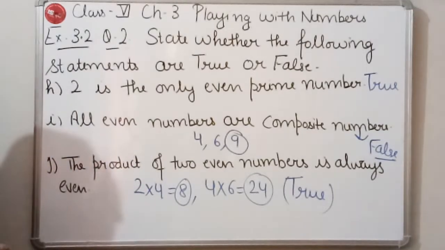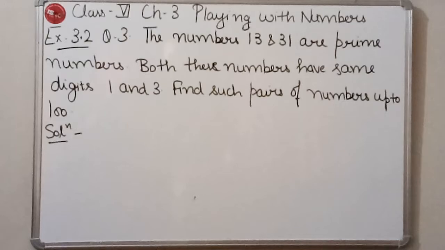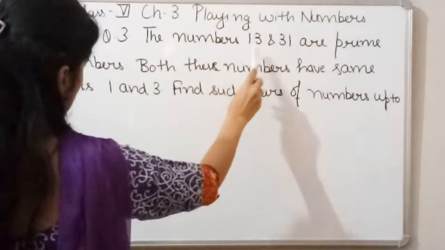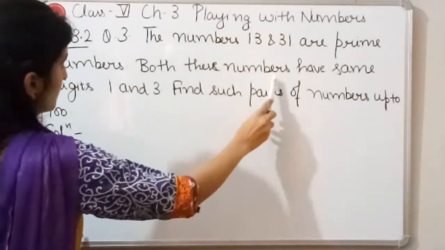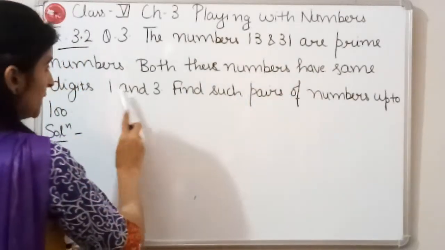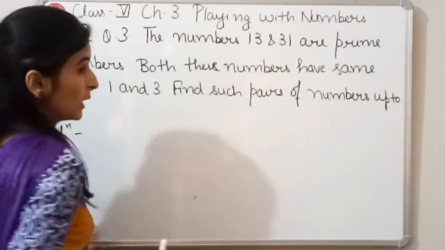Now let's move to the next question. The numbers 13 and 31 are prime numbers. Both these numbers have the same digits, 1 and 3. Find such pairs of numbers up to 100.